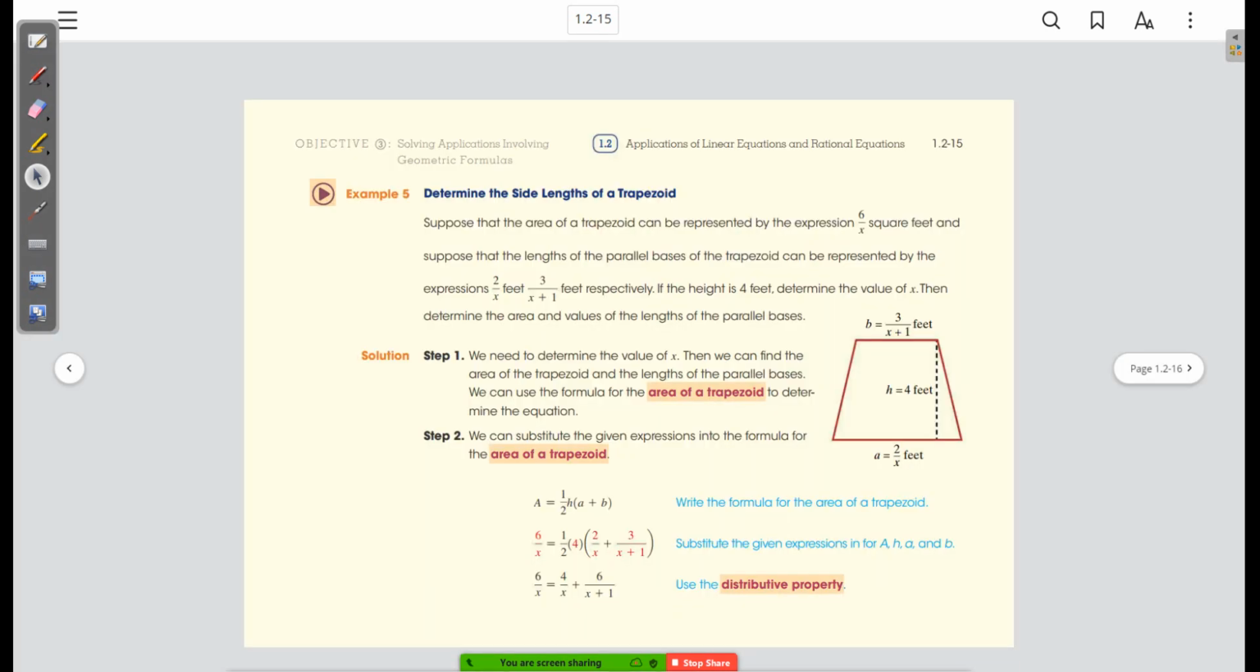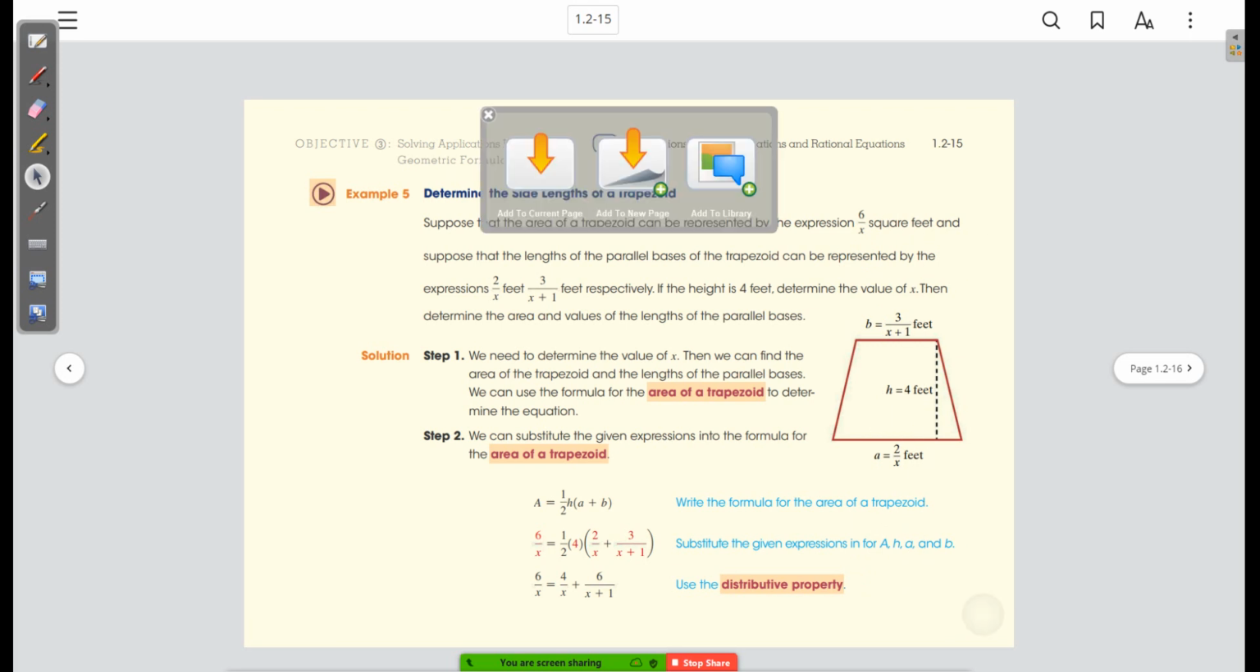Okay, so this one, we're going to snip this one as well. Let me snip the whole thing. We'll just do it here.